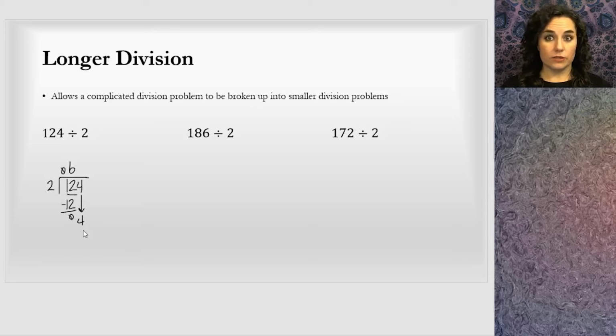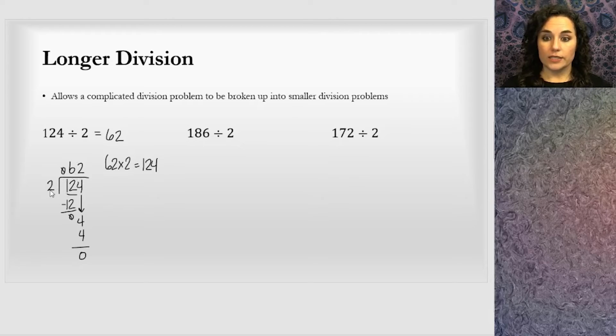And this is similar to the previous slide that I put together. How many times does 2 go evenly into 4? 2 times. 2 times 2 is 4, and I write this down here. And so I know that 124 divided by 2 is 62. Or 62 times 2 equals 124.